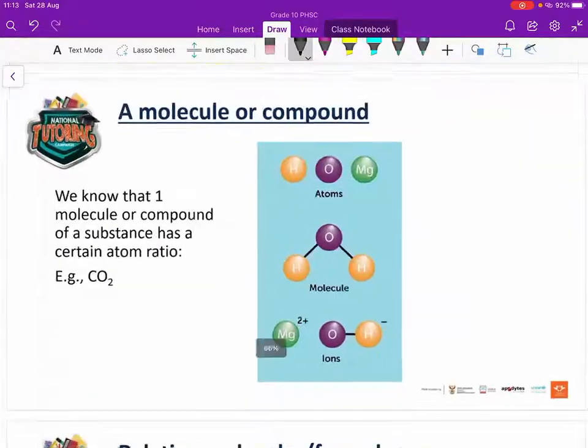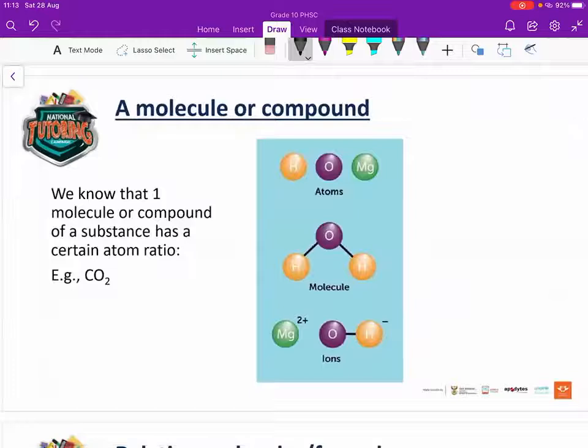Right. A molecule or a compound, it's important that you understand the difference before we go on to the hard calculations. We know that one molecule or compound substance has a certain atomic ratio. For example, carbon dioxide, CO2. That little 2 there means that for every 1 carbon, there are 2 oxygen atoms. And in this picture, we can see a molecule. That's the water molecule, H2O. It means there are 2 hydrogens for every 1 oxygen.